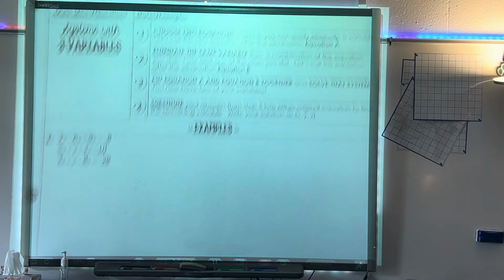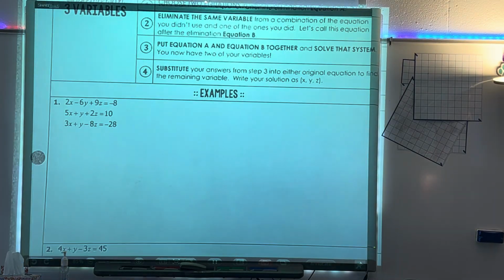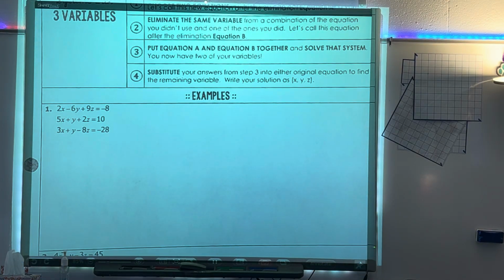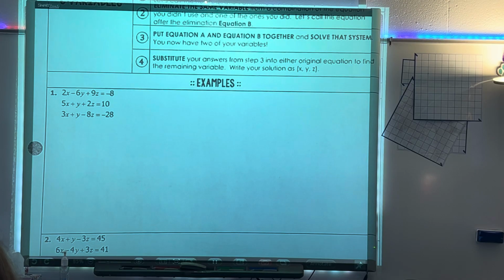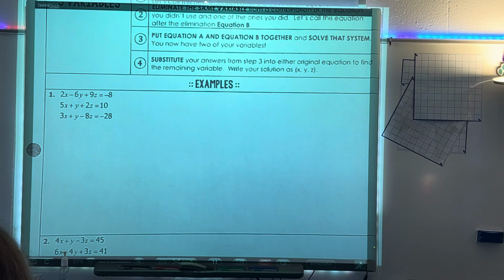So what we have to do is look at which variable is probably the easiest one to get rid of right here at the beginning. What do y'all think? Look at all your coefficients in each equation. Which one's probably the easiest one to make go away? Y. I would absolutely get rid of Y.